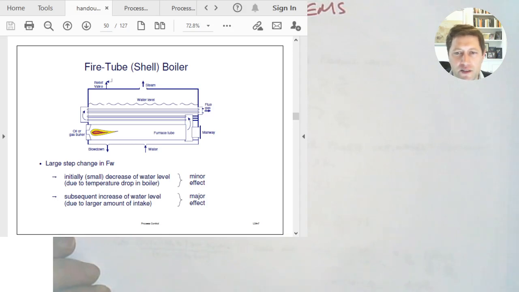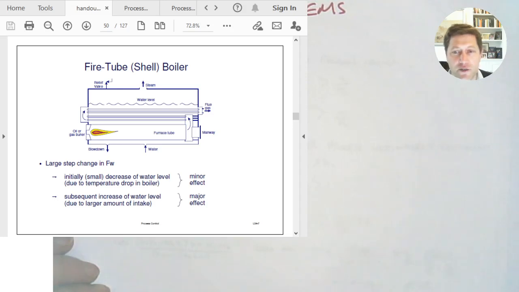What happens when there's a step change in the feed water rate here? There's a step increase in flow there. What would you expect to happen? Well, if more water is going in, I guess you might think that ultimately you'd have a new steady state with a higher water level than the old one.